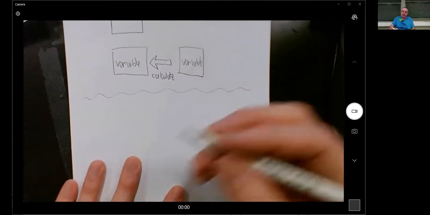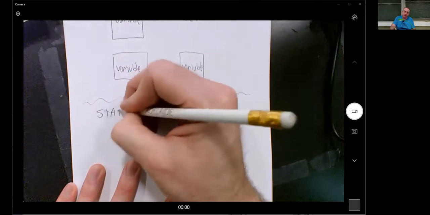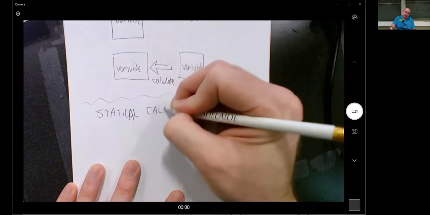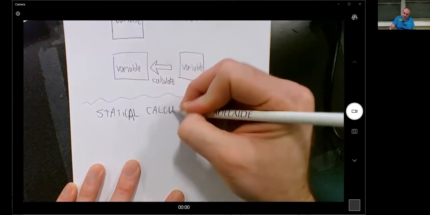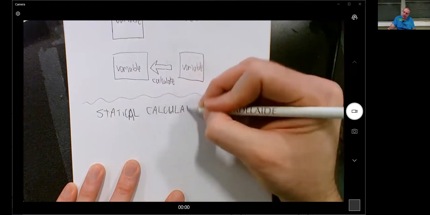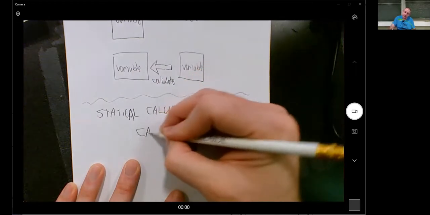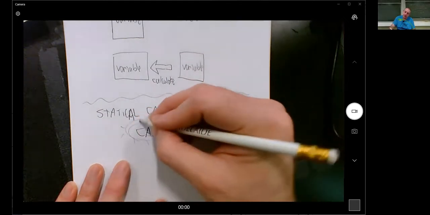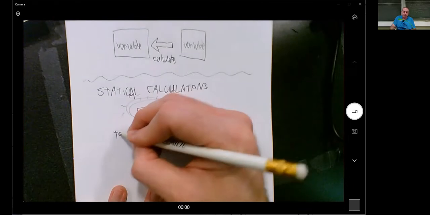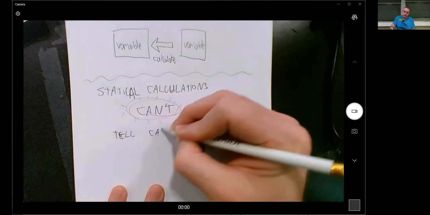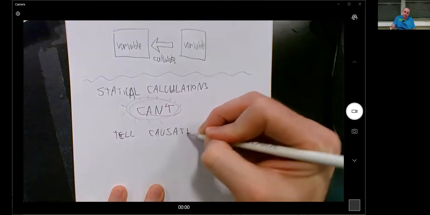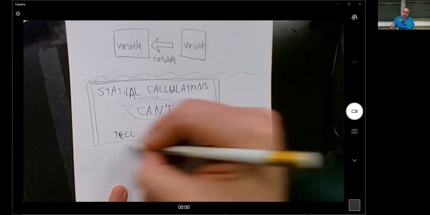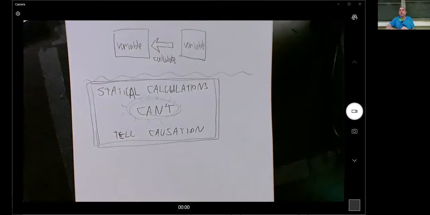So just to be absolutely clear, statistical calculations can't tell causation. That's pretty much it.